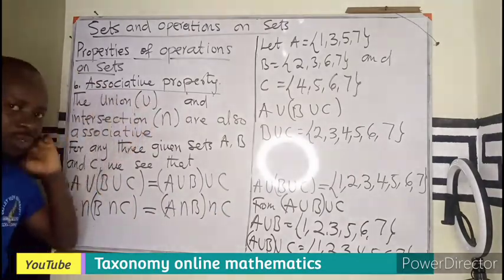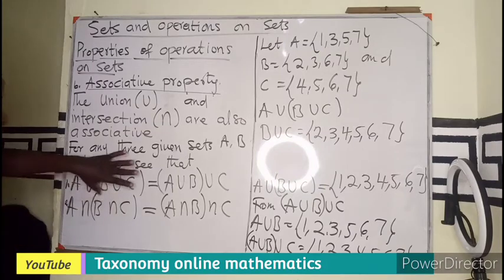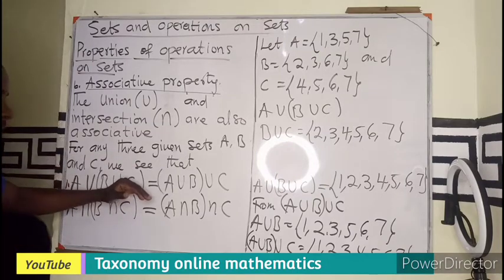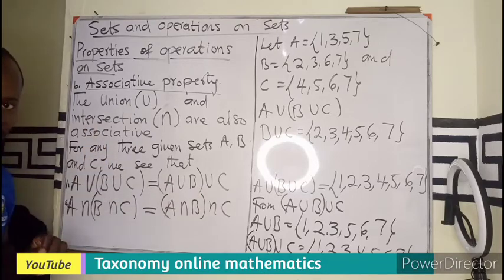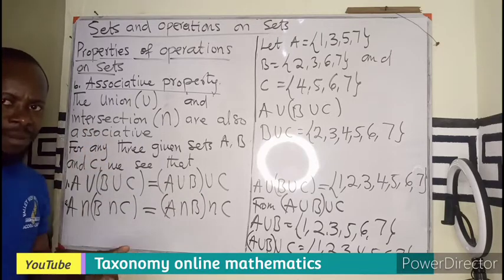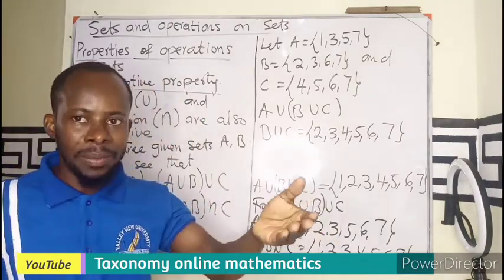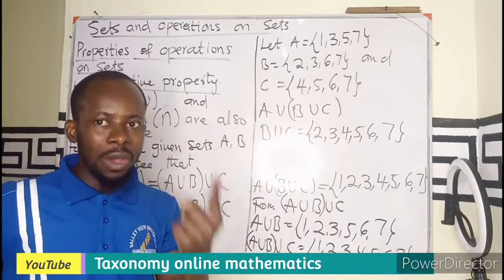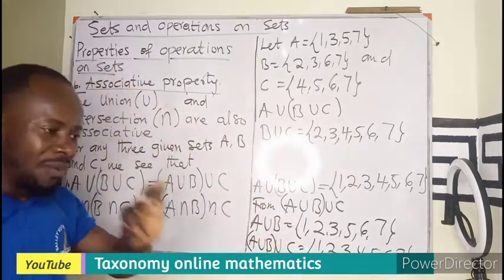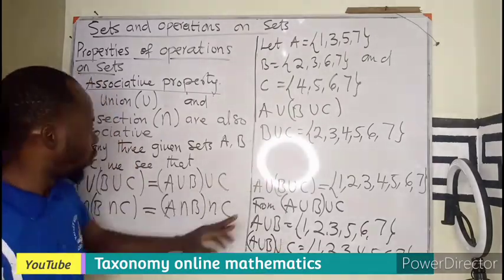So under associative property, we can say that A union B union C, taking the last two first, is the same as A union B union C, taking the first two first. And bear in mind that we are dealing with three sets with a single operation. In the previous one, we were dealing with what? Two sets with a single operation. Similarly, we are having three sets with a single operation.